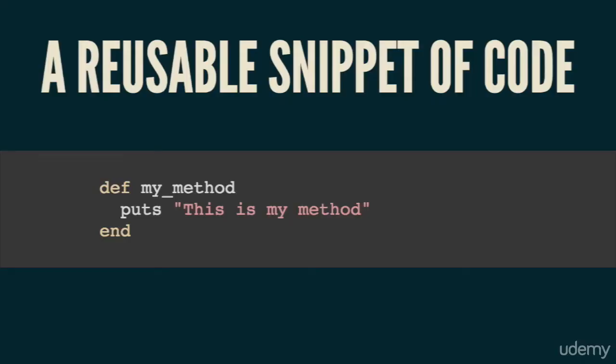Okay, let's talk about methods. So methods are a reusable snippet of code. Take, for example, this method here. I'm going to define a method called my_method.